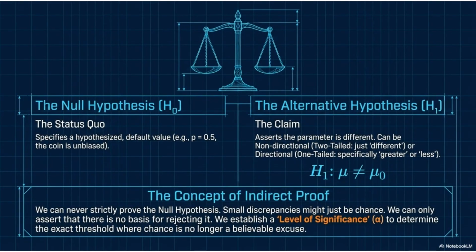Hypothesis testing uses the null hypothesis, the status quo, and the alternative hypothesis, the claim. We use the concept of indirect proof, establishing a level of significance to determine the threshold where chance is no longer a believable excuse for rejecting the null.